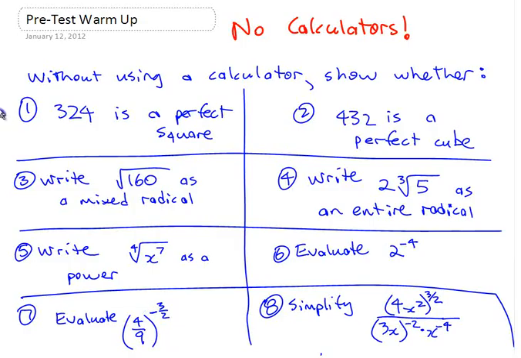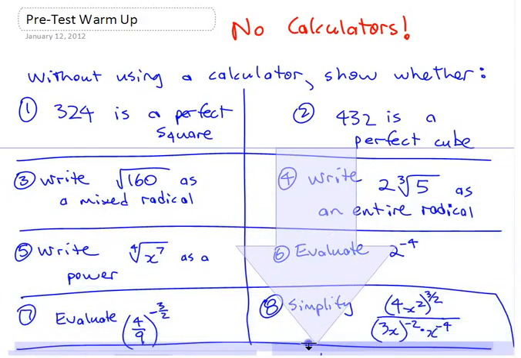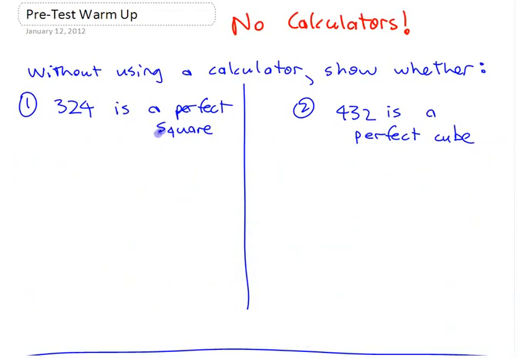I think this first step here, deciding if it's a perfect square or perfect cube, I'm hoping we're okay with that. Let's make some space here. If you want to decide if this is a perfect square, as I said before, you need to look at its prime factors.